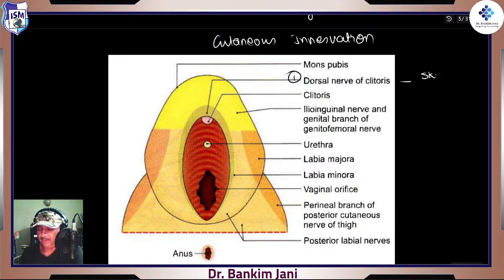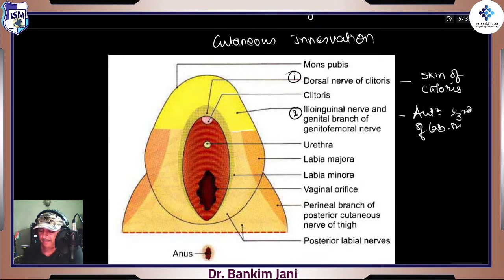So which gives supply to the skin of clitoris. Correct. Then these nerves, ilioinguinal nerve and genital branch of genitofemoral nerve. How many times we have talked about it, right? So they are over here, very important. And what they will be doing, see, the anterior 1/3 of labia majora, anterior 1/3, right? So that is anterior 1/3 of labia majora. That is also easy, right?